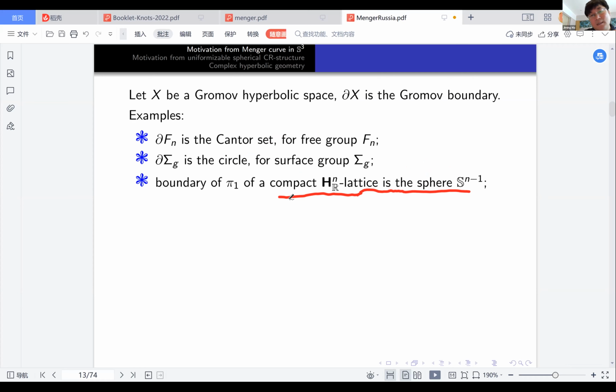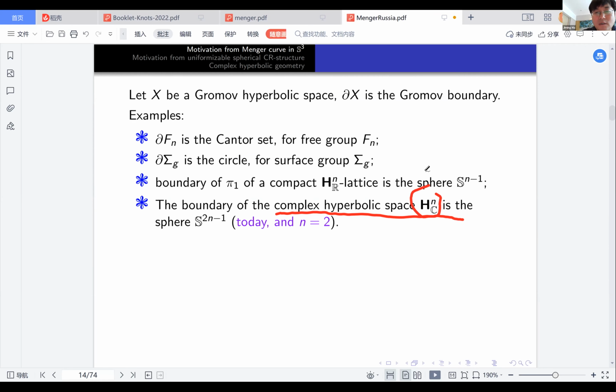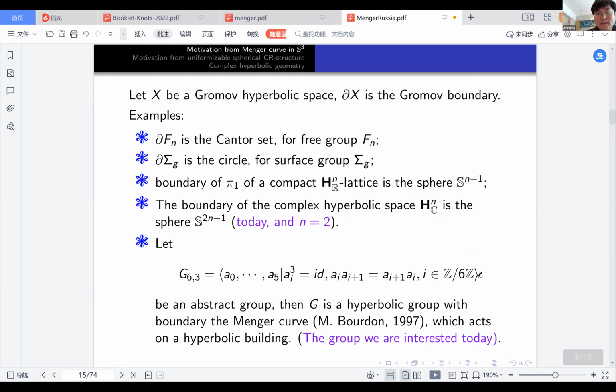And also for the case of complex hyperbolic space of complex dimension n, right? The boundary of it is also a Gromov hyperbolic space. Then the boundary of it is a (2n-1)-dimensional sphere. So today we just consider n equal to 2, so we get S^3, right? Okay. Today we just consider the case of 2-dimensional complex hyperbolic space, and the boundary of it is S^3.